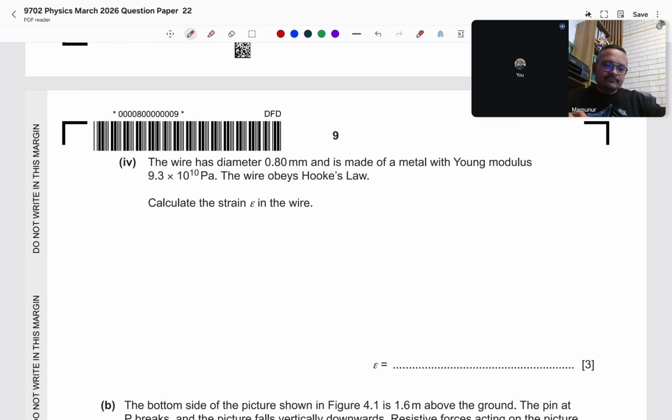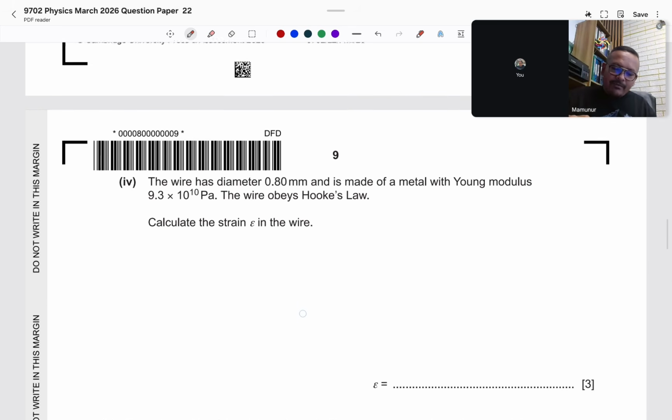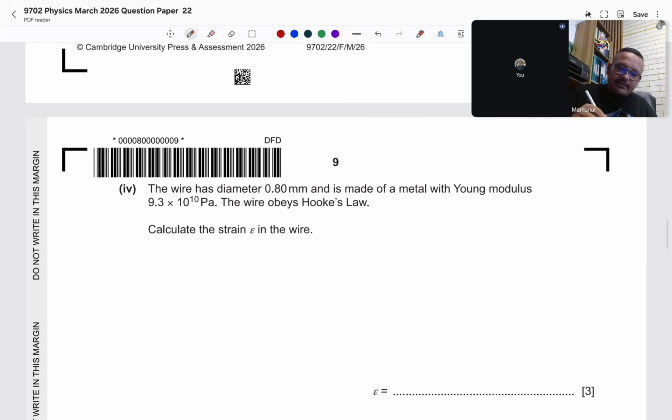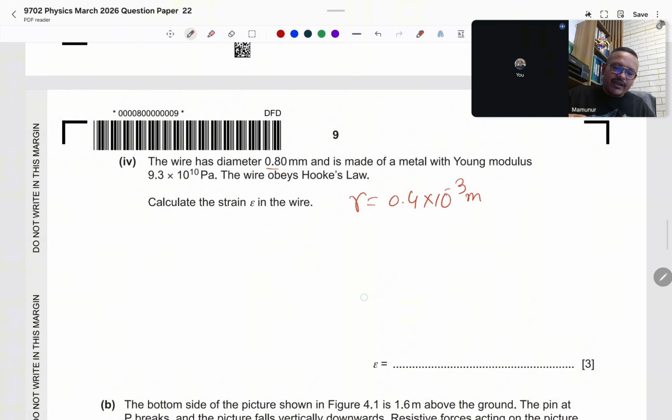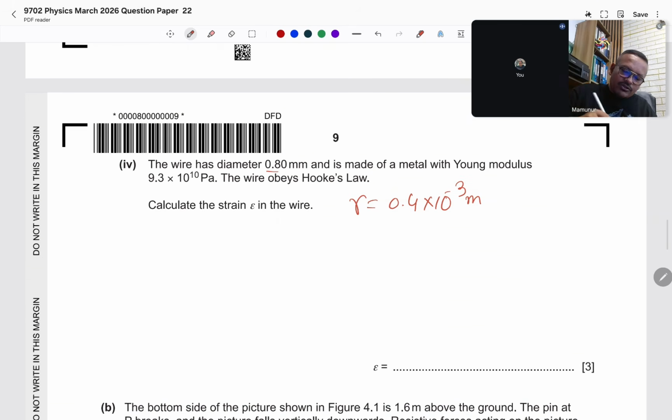The wire has diameter 0.80, so radius R will be 0.4 × 10^-3 meter, and it is made of a metal of Young modulus 9.3 × 10^10. The wire obeys Hooke's law. Calculate the strain. So what is the equation of strain?